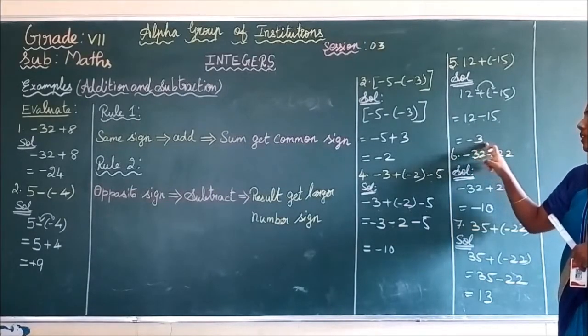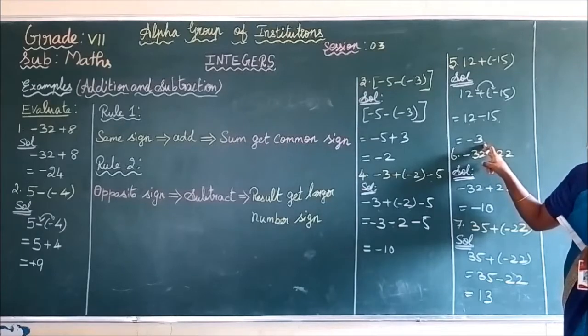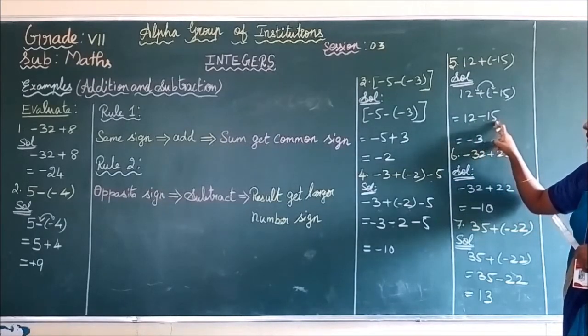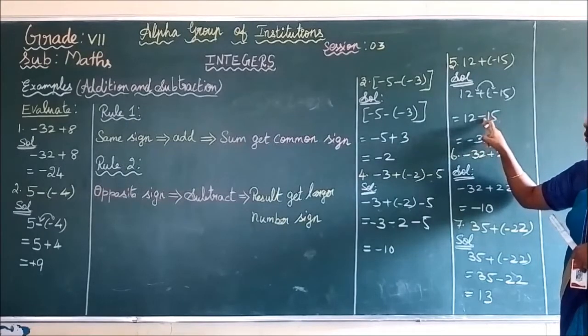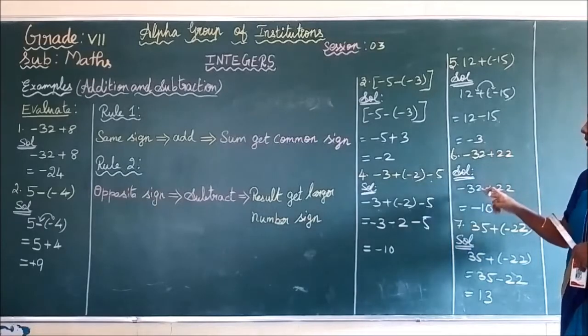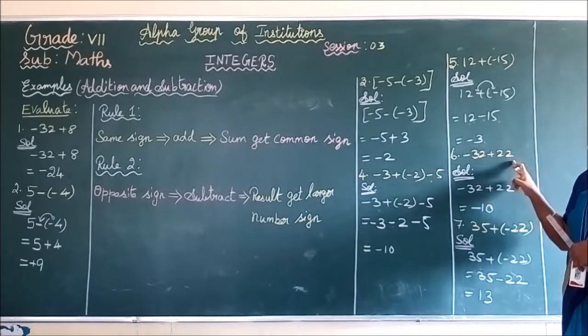And what is the symbol for this result? You have to use the symbol of the larger number. Among 12 and 15, which is the larger number? 15. What is the symbol for 15? Minus. So you write the minus here. Thus the answer is minus 3. Is it clear, children? Next is minus 32 plus 22.